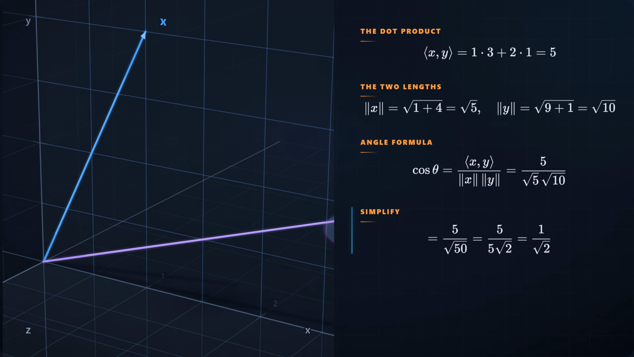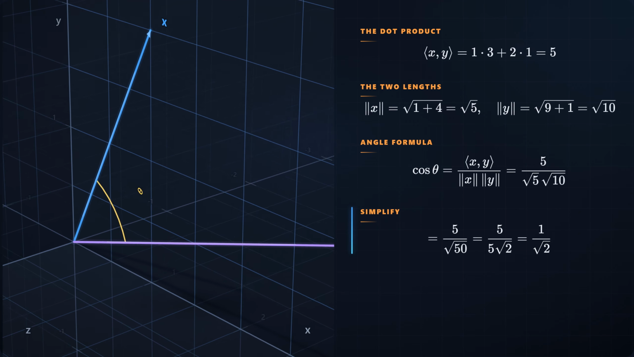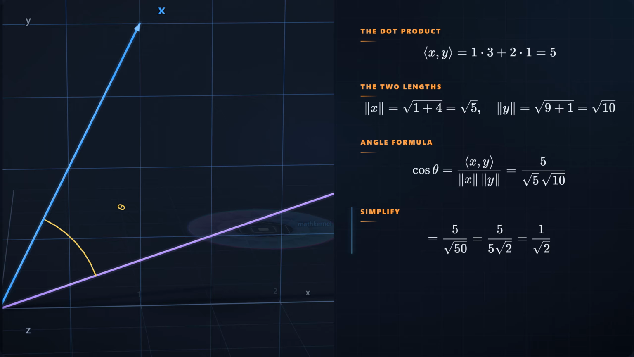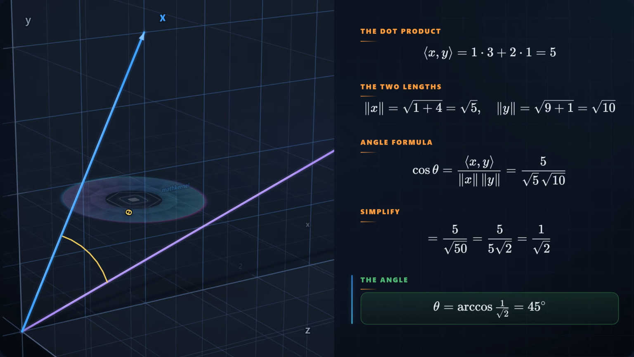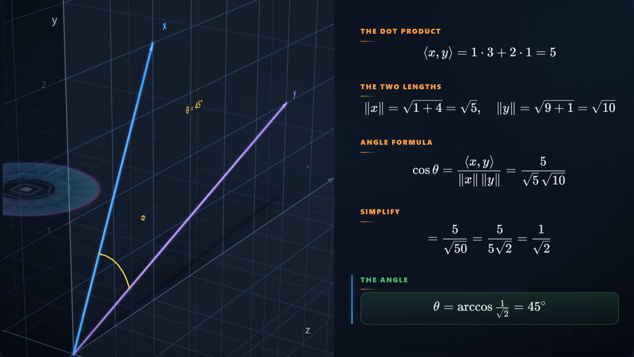Simplify. Root 5 times root 10 is root 50, which is 5 root 2. The 5's cancel, leaving cosine theta equals 1 over root 2. And 1 over root 2 is the cosine of 45 degrees. The angle is exactly 45 degrees, which you can read straight off the picture.